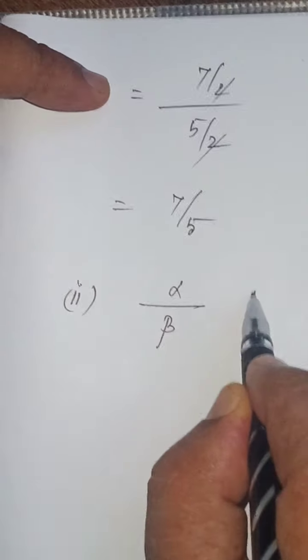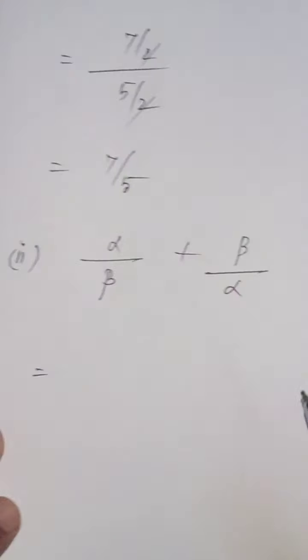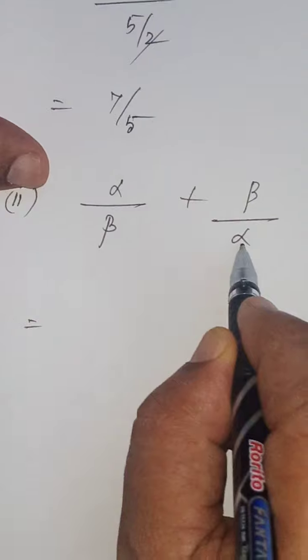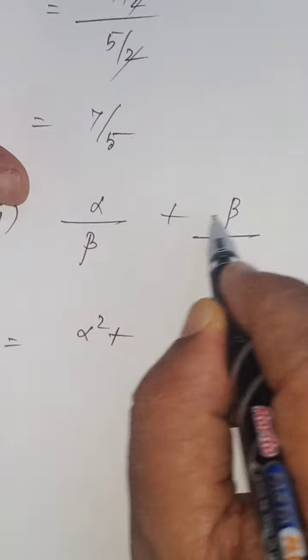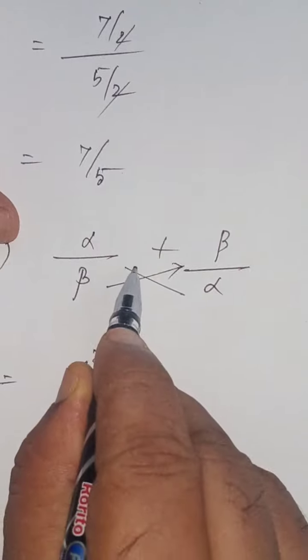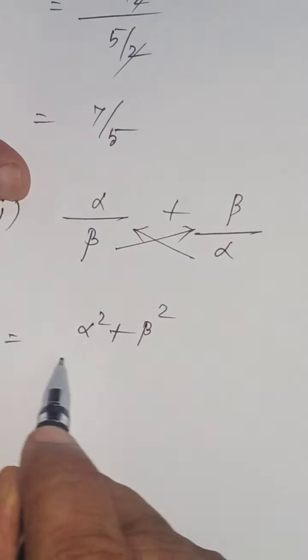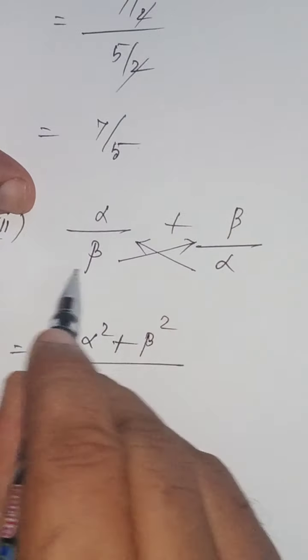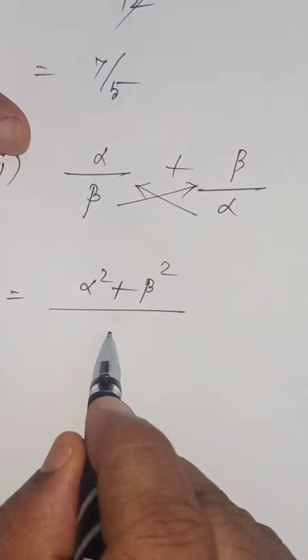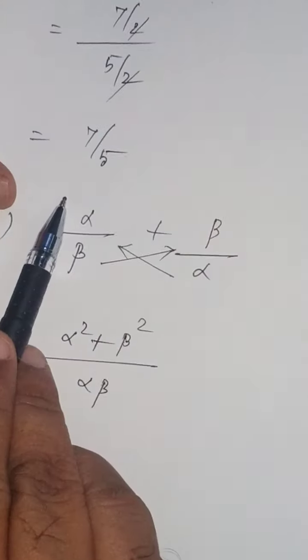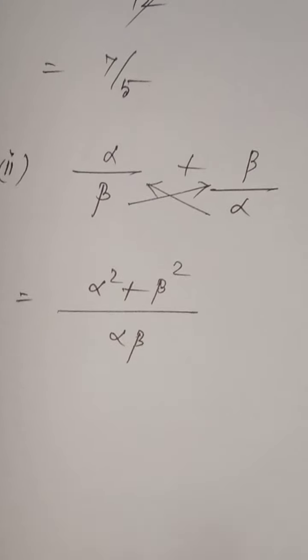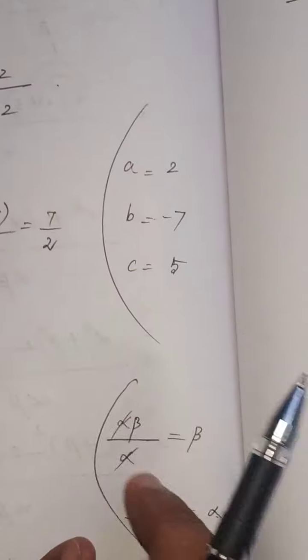Now subdivision number 2: alpha by beta plus beta by alpha. Here you can take the LCM, or else you can just cross-multiply. Very simple. Alpha into alpha is alpha square, beta into beta is beta square. Then multiply both the denominators, which are single variables: alpha into beta, alpha beta. Even if you follow this method, you will get the same answer.